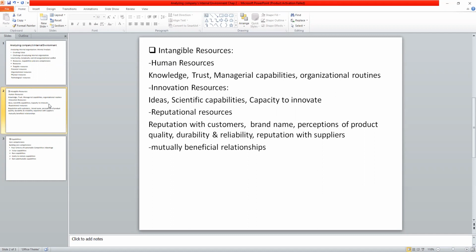Now, also the perceptions from the point of view of product quality, durability, and reliability is important. Also, the reputation with the suppliers. Because of the ability to influence performance, companies do everything to the utmost possible level to nurture and protect their brand name. Now, today, we just take the brand name of McDonald's or a Pizza Hut.